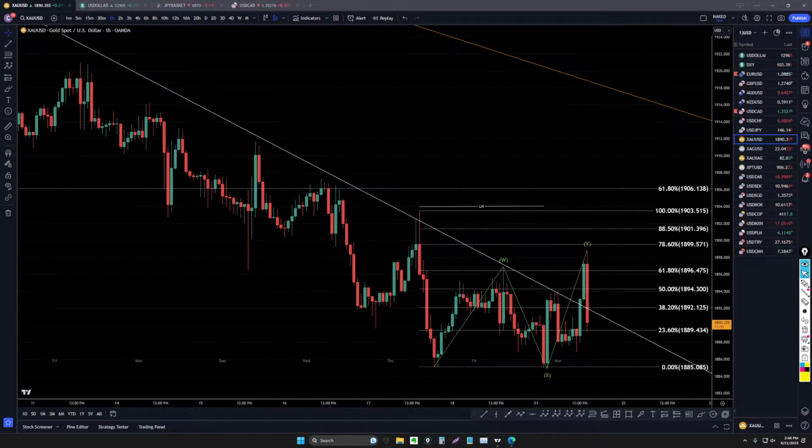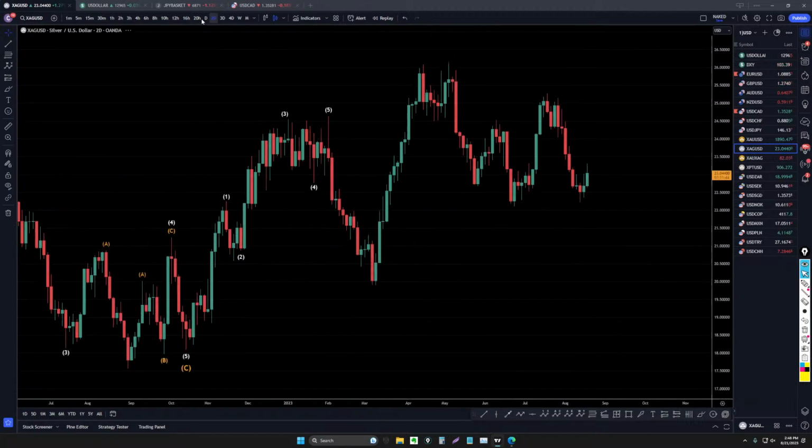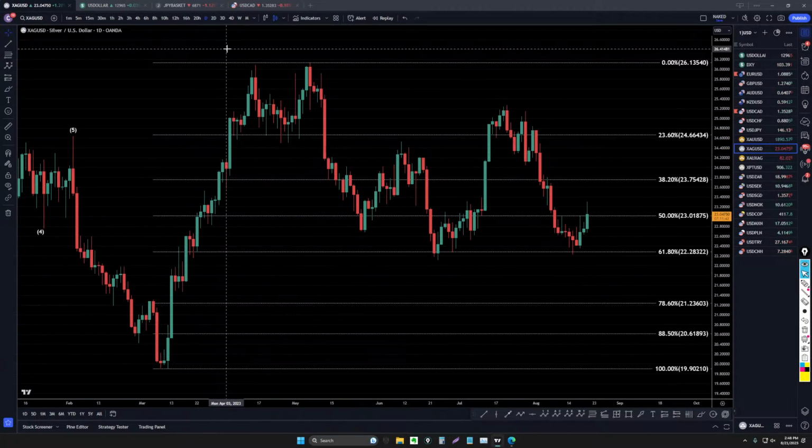Pretty nice indeed. So gold, definitely looking for shorts on gold. One of my members asked me to look at silver, so we're going to do that right now since we're already on the dollar pairs. Boy, silver looks like it wants to go up.